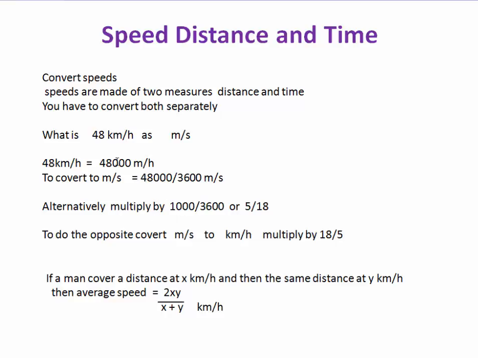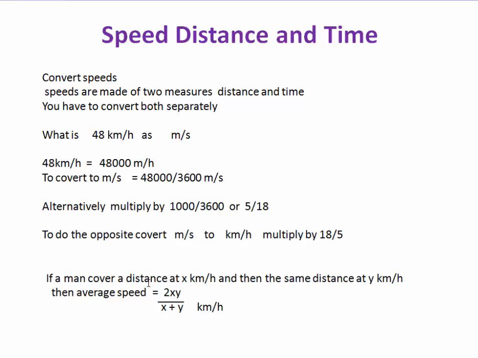Alternatively, this 1,000 that we multiply by and this 3,600, we get 1,000 over 3,600, which is 5 over 18. So we can actually multiply this 48 by the conversion factor of 5 over 18 to get kilometers per hour into meters per second. And to do the opposite, to convert meters per second to kilometers per hour, we multiply by the reciprocal of that, which is 18 over 5.